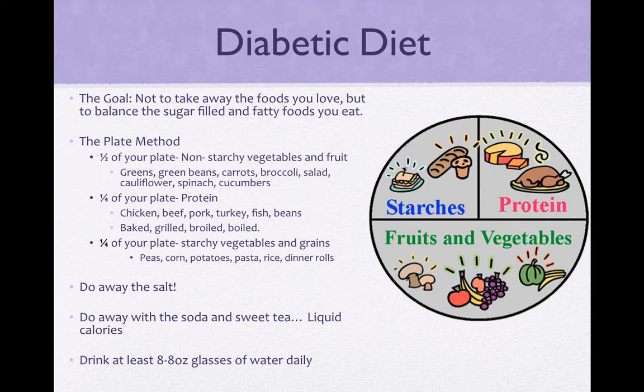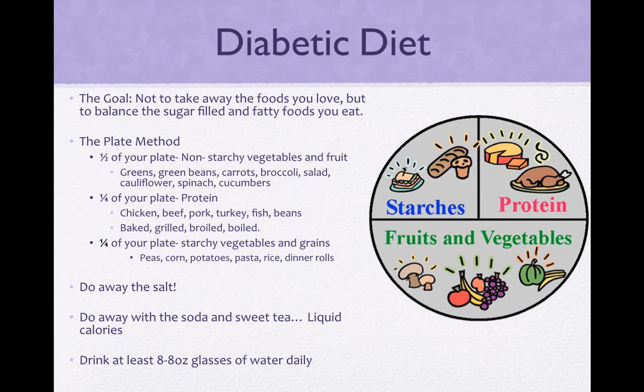Now, one thing to keep in mind is if you have beans for your protein, beans are also a starch, so you'll have to take away from the other quarter of the plate, which consists of starchy foods. Now, starchy vegetables and grains can actually go there. So your starchy vegetables would be things like your peas and your corn and your potatoes, and then your grains would be, of course, your pasta, rice, and dinner rolls.